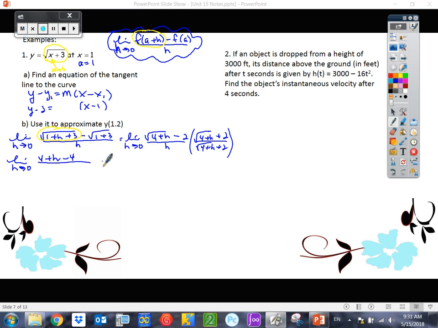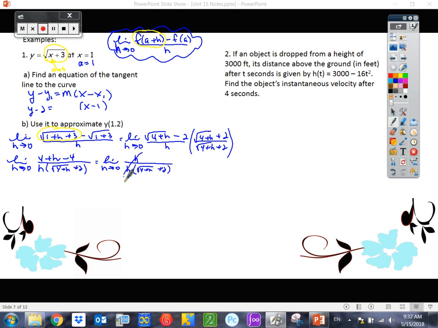Now remember, don't distribute in the denominator. You'll miss the magic. Don't do it. So h times, we're just going to write square root of 4 plus h plus 2. Okay, so we can see in the numerator those 4's are going to go away, and I'm just left with an h. So this is the limit as h goes to 0 of h over h times square root of 4 plus h plus 2. And there we go. The h's go away.